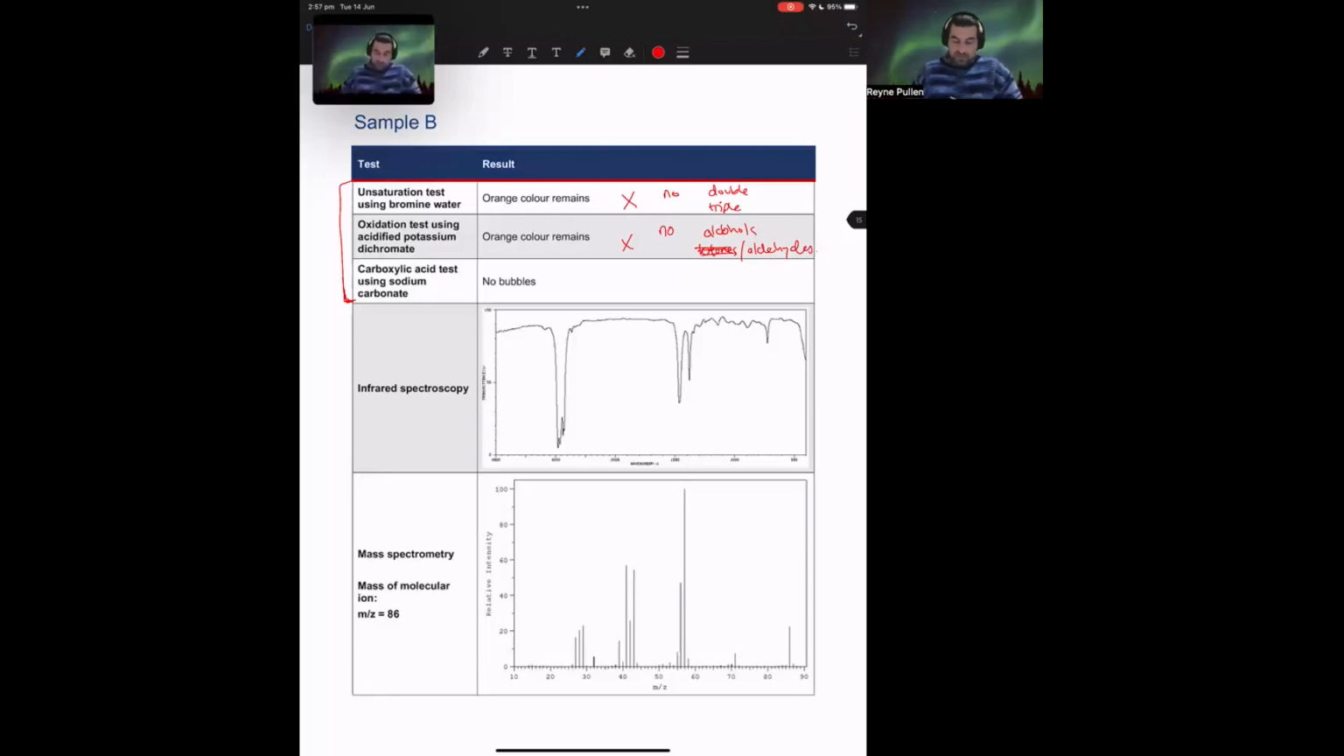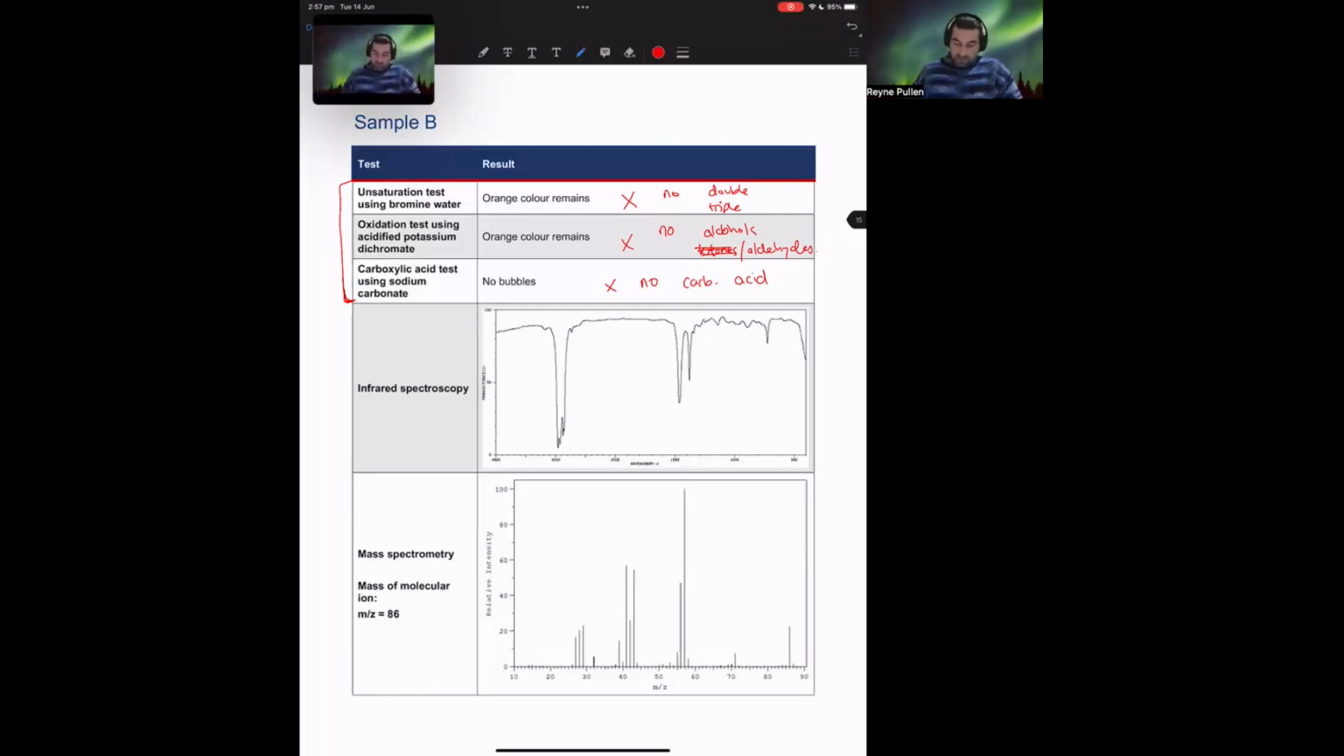And then finally, we test for a carboxylic acid using sodium carbonate, and we see no bubbles. So that once again tells us that there's no carboxylic acid present. Now that's really good. It simplifies things a lot. So when we start to look at the data, we can piece that together.